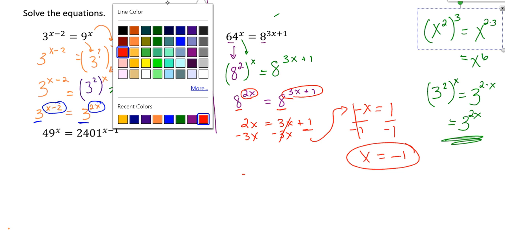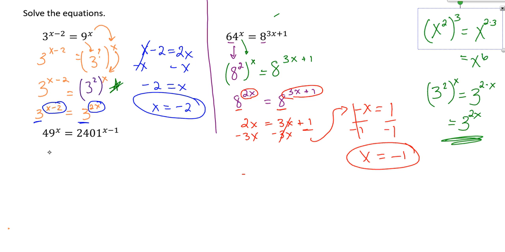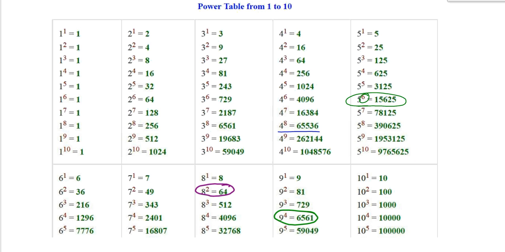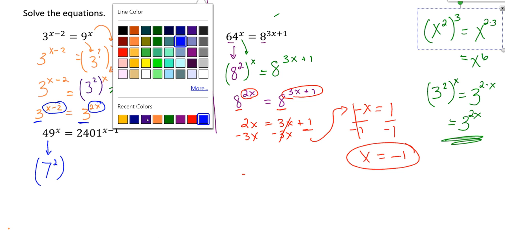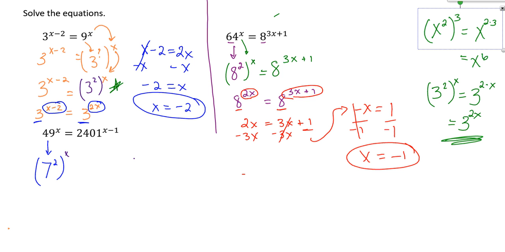All right, last one. 49. Oh, 49's not on our table, right? I don't have 49 on the list. Oh, but wait a minute. Look right here. 49 is actually 7 squared. So can that help us? Well, let's rewrite him as 7 squared. And then he's got that x power up there, right? And how does that help us?